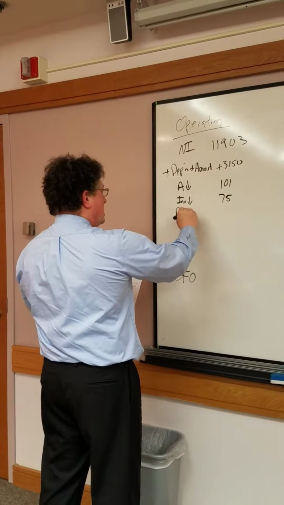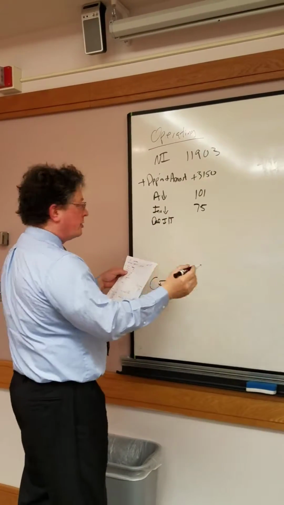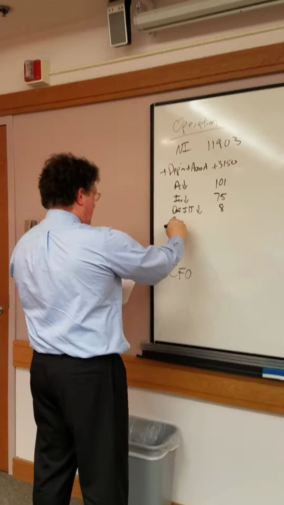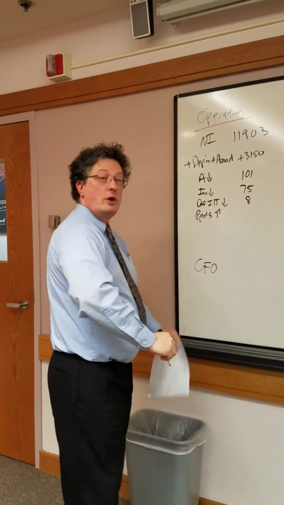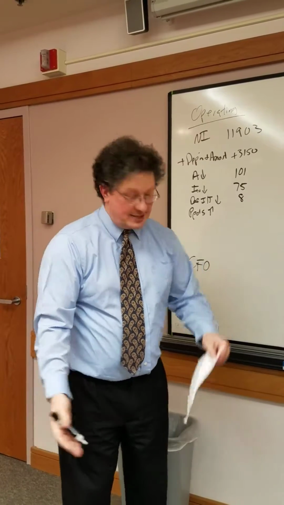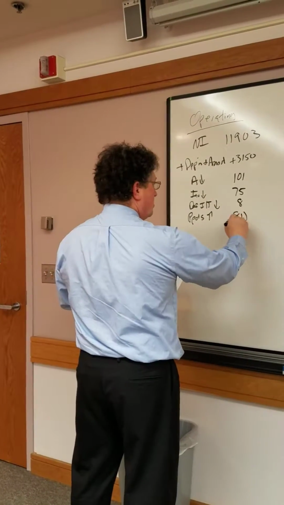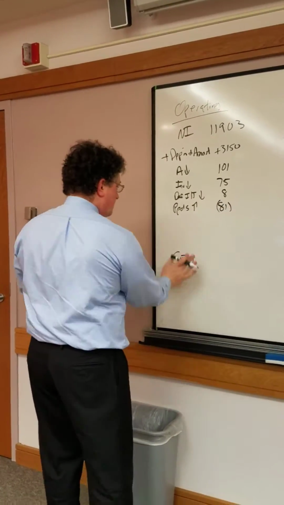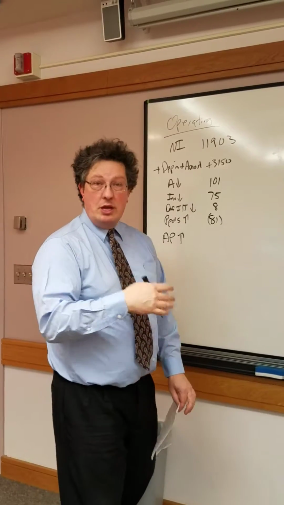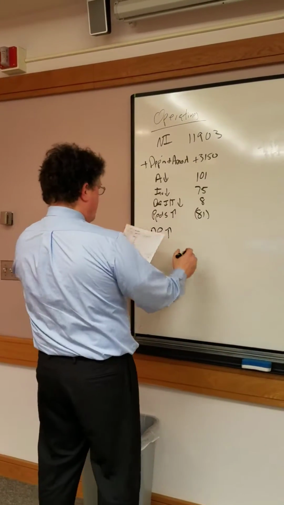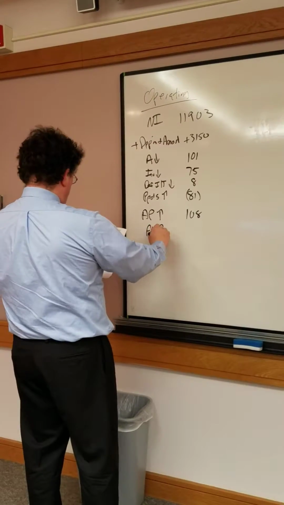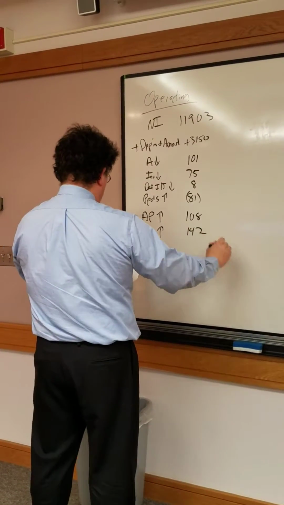Our deferred income taxes on the current side went down. We're going to add that in. Our prepaids went up. When a current asset goes up, we're going to subtract it, and that's going to be a subtraction of 81. We then turn to our liabilities. Our accounts payable went up. When a liability goes up, we're going to add it. That'll be 108. Our accrued liabilities went up. We're going to add in 142.